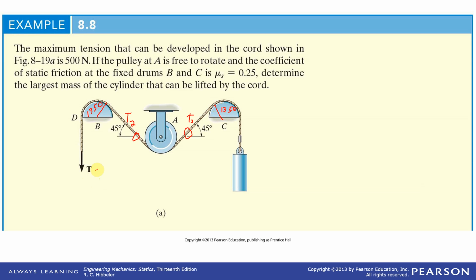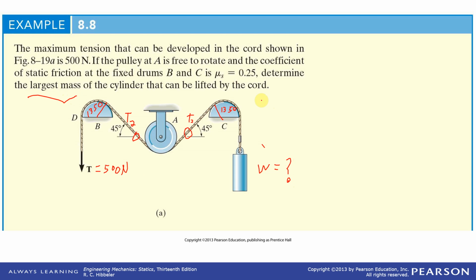Now, we're given that the maximum tension is 500 newtons. So what's the maximum weight? Okay. Largest mass of the cylinder that can be lifted. That's what we're looking for.